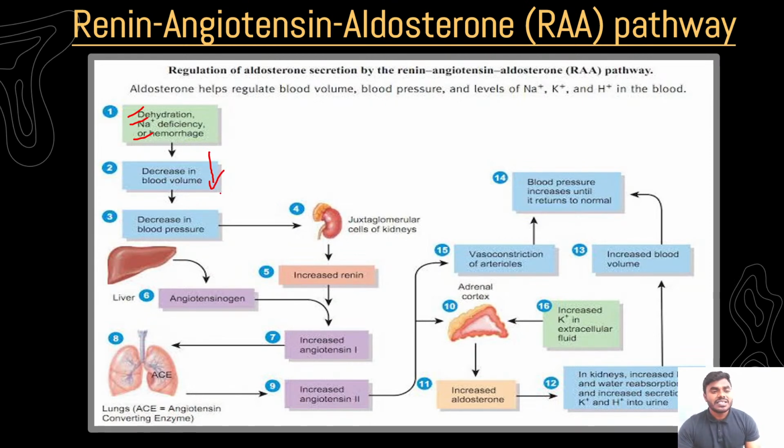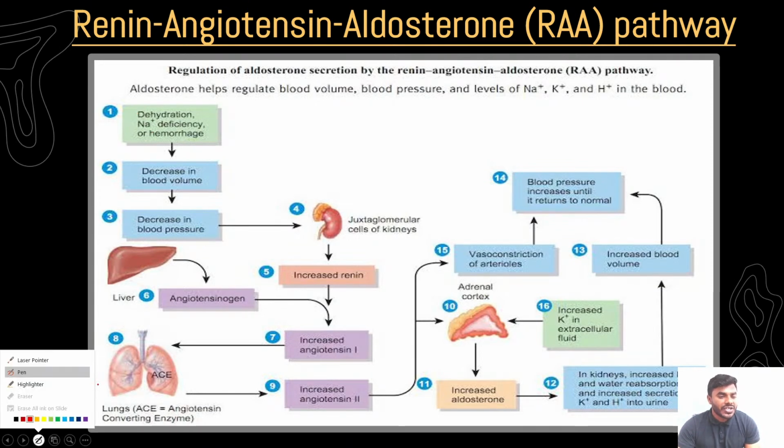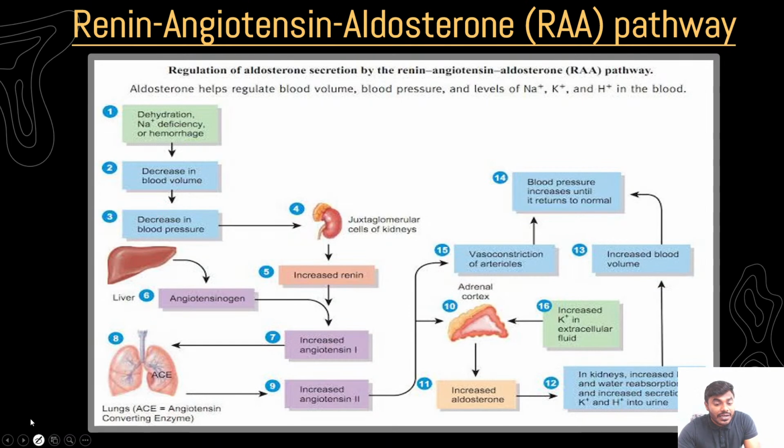Friends, whenever there is a drastic drop down in the blood volume, there is a drastic drop down in the blood pressure as well. Whenever there is a drastic drop down in the blood pressure, what is happening friends? Please follow me very correctly, all the students. Whenever there is a drop in the blood pressure, two things will happen. What is that? Juxtaglomerular cells of the kidney release a hormone renin when there is a drop down in the blood pressure.